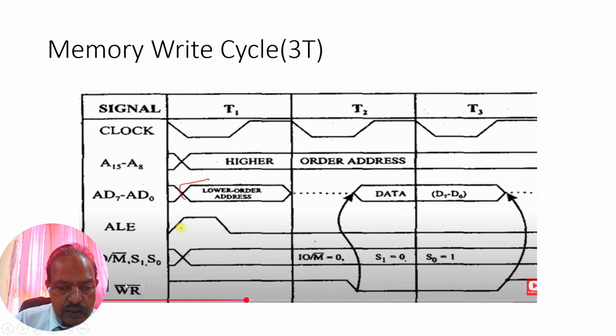Okay. And while you are writing, when WR bar is equal to 0, at this point it is writing the data. Writing the data means it has to use the data bus. So D0 to D7 is used because it is an 8-bit data bus, right? And this is the lower order address, A0 to A7, and A8 to A15 is higher order. This is the memory write cycle, 3T.